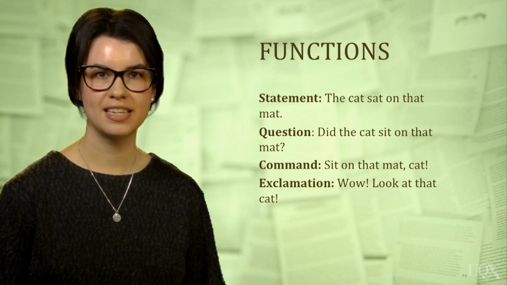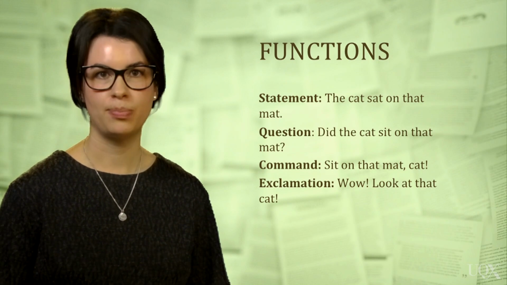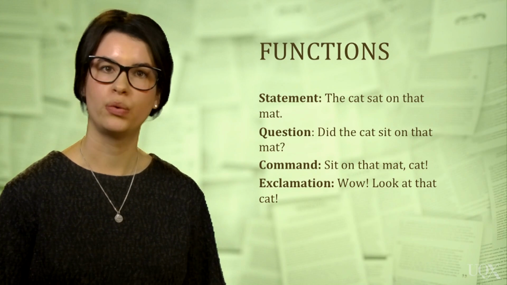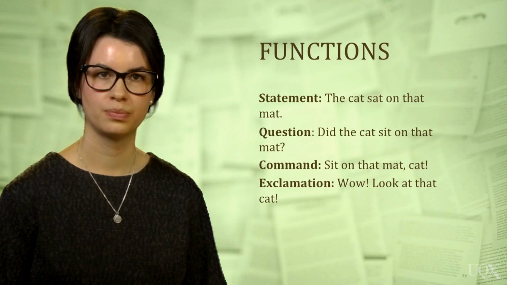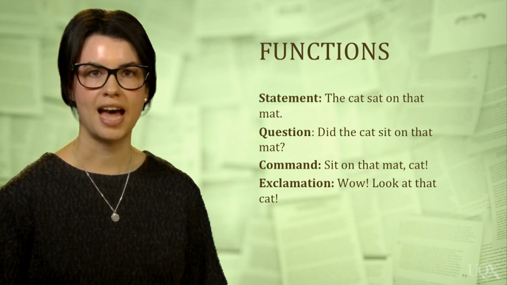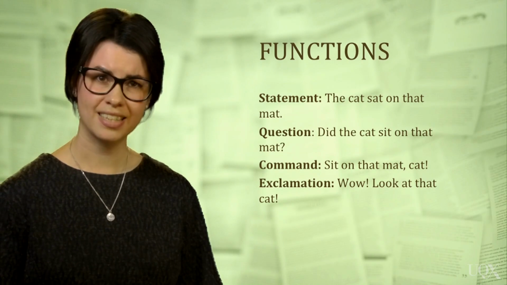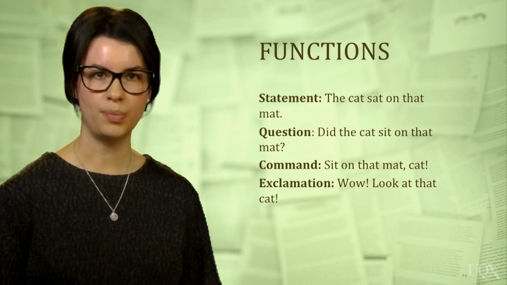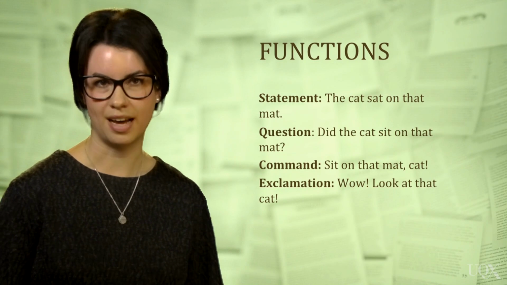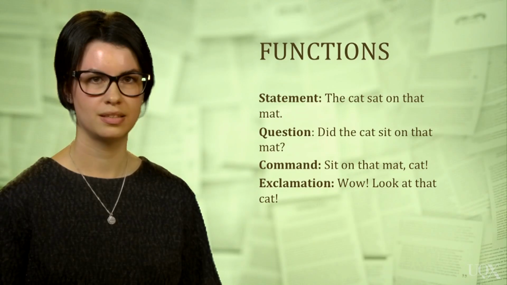We can classify sentences by function, the work that they do in a sentence, and by form, their structure or arrangement of words. The four functions are statement: the cat sat on that mat. Question: did the cat sit on that mat? Command: sit on that mat, cat. And exclamation: wow, look at that cat!